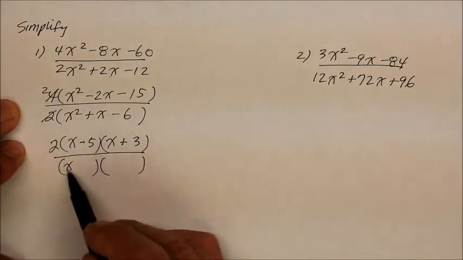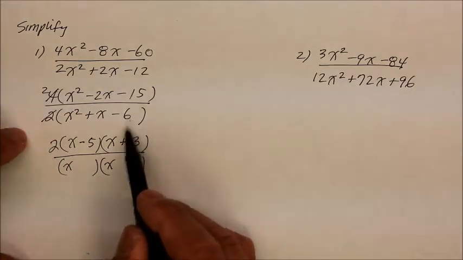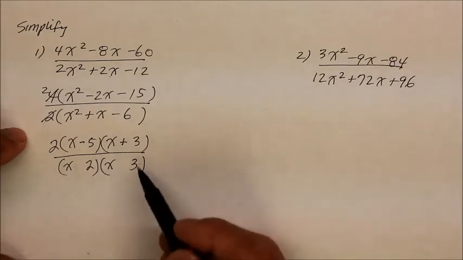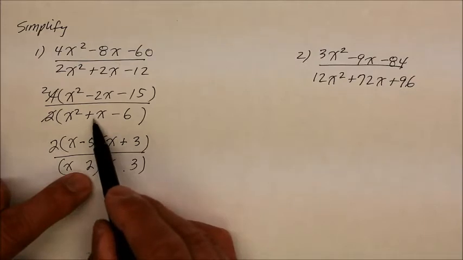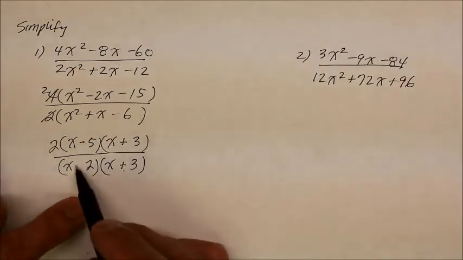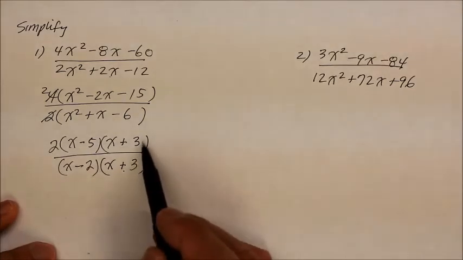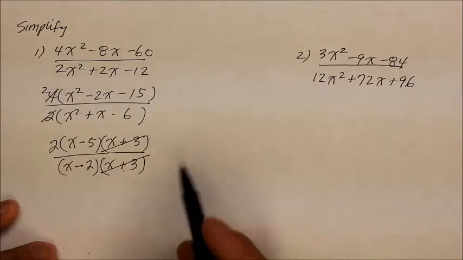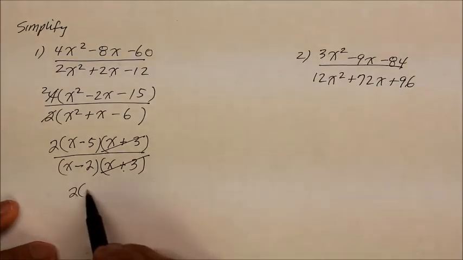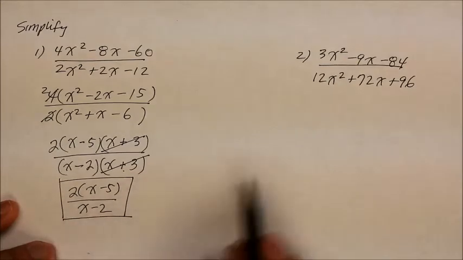Down here, x times x is x squared. What are the multiples that give me 6? 3 and 2. And what must their signs be? If I add or subtract those factors, it gives me plus 1 in the middle, so the 3 has to be positive and the 2 negative. And lo and behold, there are identical binomials on the top and bottom, so I reduce them. What remains is 2 times the binomial x minus 5 on top, and x minus 2 on the bottom. That's my simplified form answer.